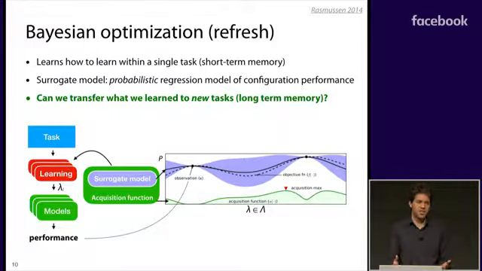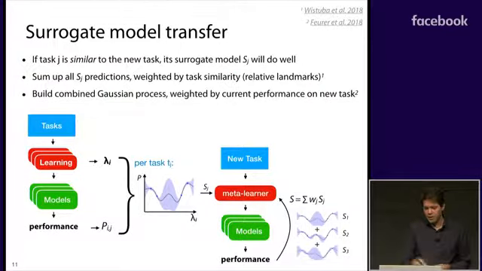What if we can actually learn the surrogate models, learn very well what worked on a specific task, and then transfer that to new tasks so I don't have to start from scratch again? So one way of doing this is surrogate model transfer. Here we assume that if the task is similar, then a surrogate I learned on a similar task will again be useful. I can start from there.